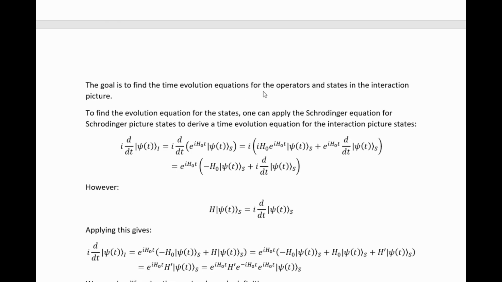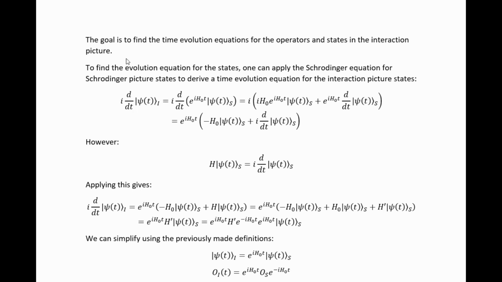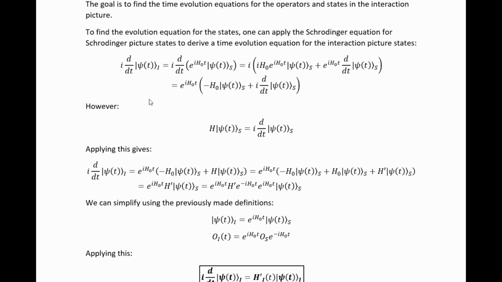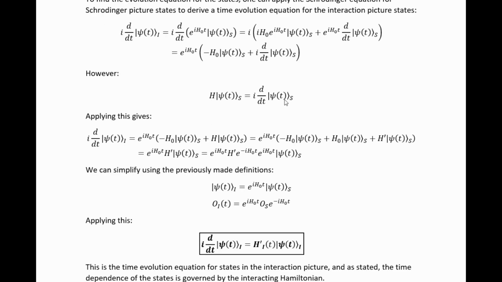The goal is to find the time evolution equations for the operators and states in the interaction picture. Once we've done that, we will have finished formulating the interaction picture and we can move on to trying to derive the S operator from it. To find the time evolution equations for the states, one can apply the Schrödinger equation for Schrödinger picture states to derive a time evolution equation for the interaction picture states. If we simply time differentiate the interaction picture quantum states and then recognize the Schrödinger equation for Schrödinger picture states, we see that we can rewrite this last term in a compelling way.